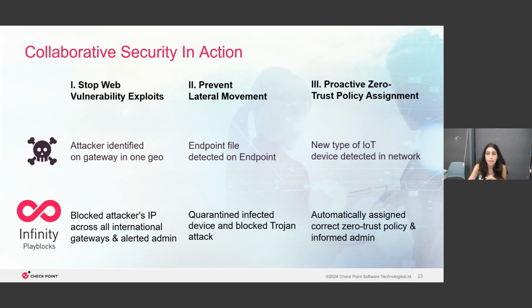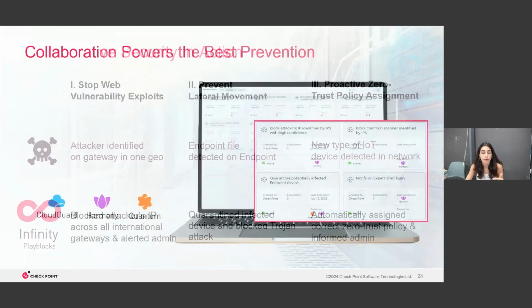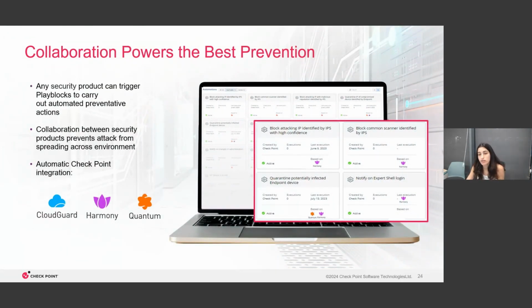The last scenario is more of an operational example. This is a customer that was connected with an IoT solution, and that detected a new device on the environment. That detection triggered Playblocks to assign that new device the needed zero trust policy, and of course inform the admin about that. The idea here is to make sure you can very easily enable an automatic playbook. You can customize it to your environment.